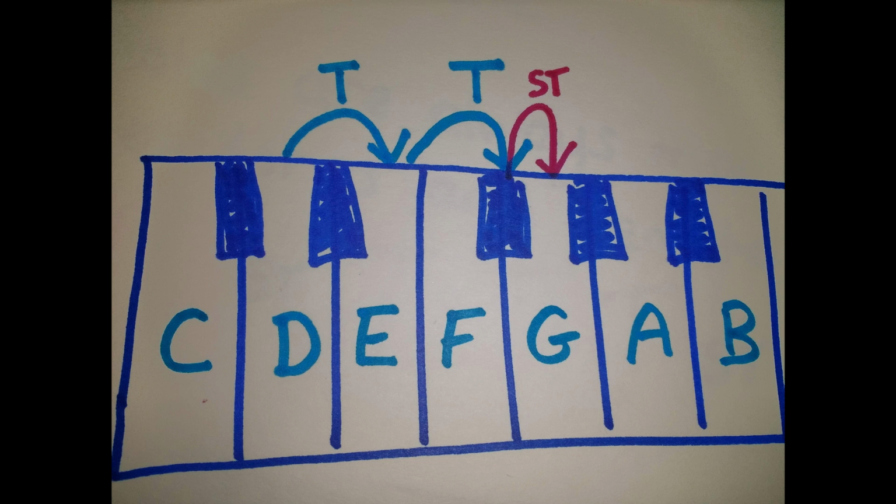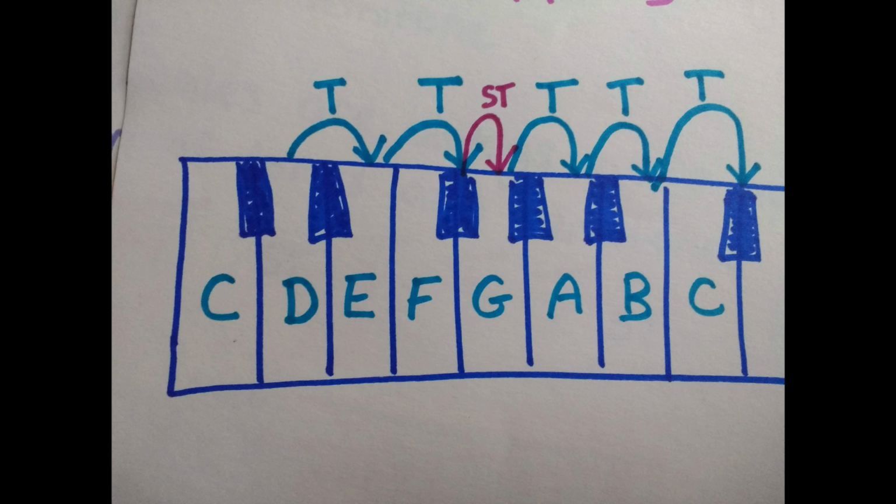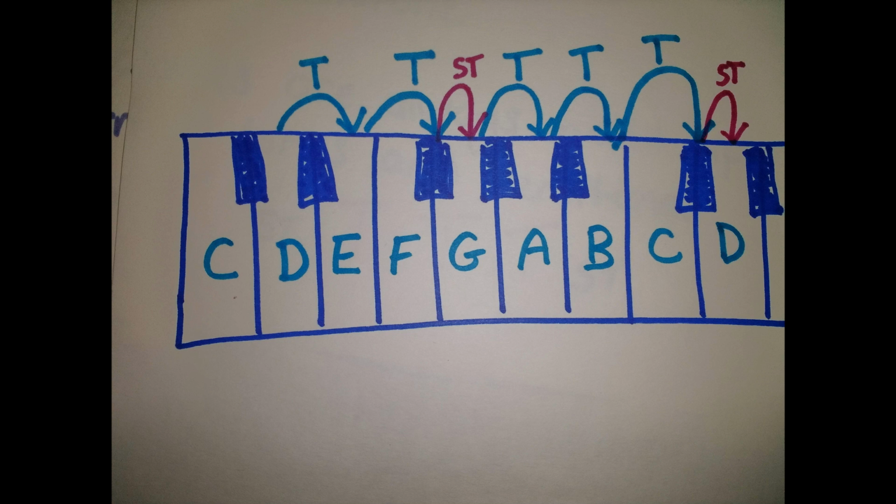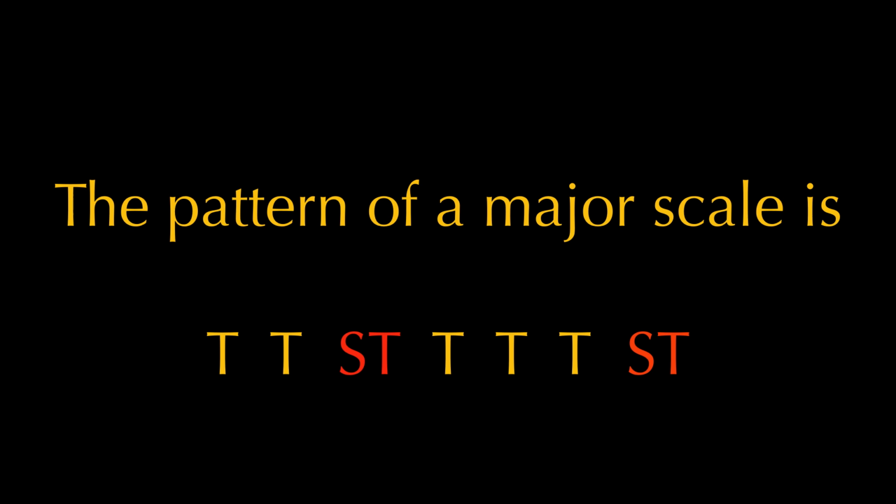Then there's another tone, so G to A, another tone, which would be A to B, another tone, which would be B to C sharp, and then a little semitone to finish, landing us on D, which is where we started, of course, because we've done the complete octave. So remember, I'll just go over that pattern again. The pattern of a major scale is tone, tone, semitone, tone, tone, tone, semitone.